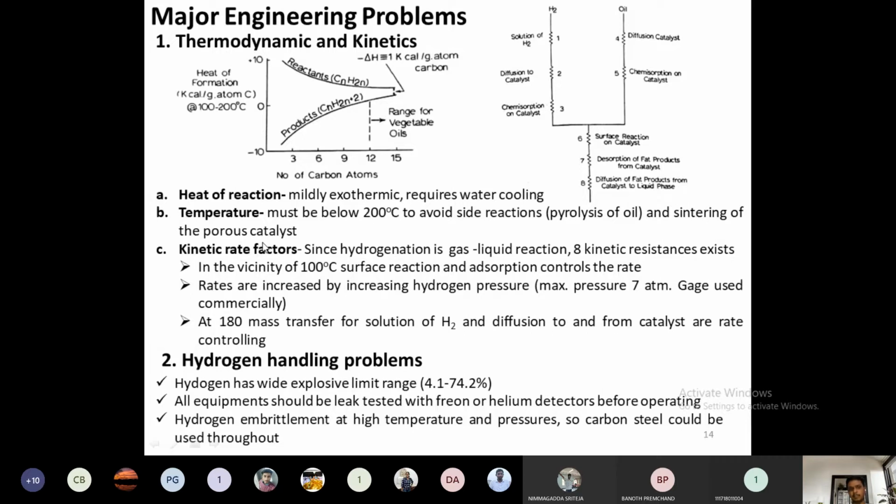Then the kinetic parameters. As you can see from this figure, there are 8 steps, 8 resistances for the reactions to be carried out. These reaction resistance steps can be encountered in any typical heterogeneous catalysis reaction. First, hydrogen will be in a gas phase, and oil will be in a liquid phase.